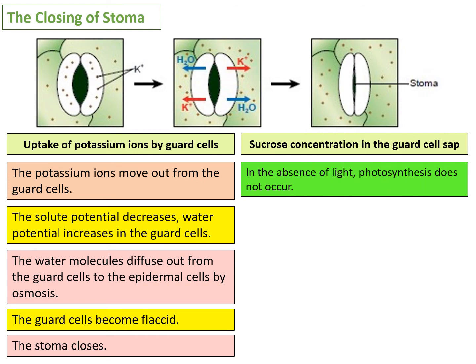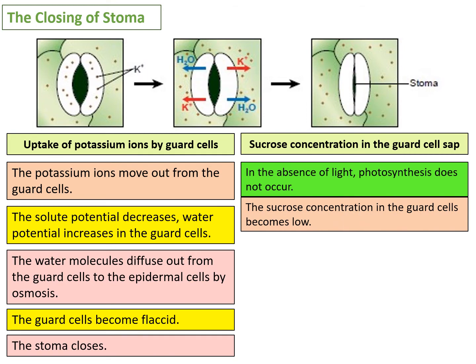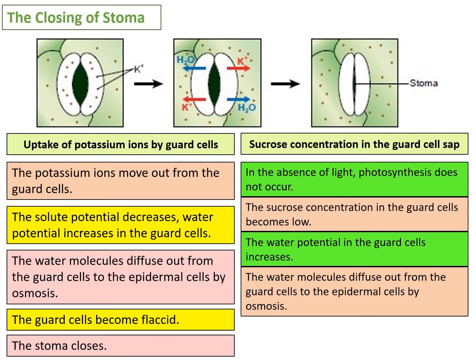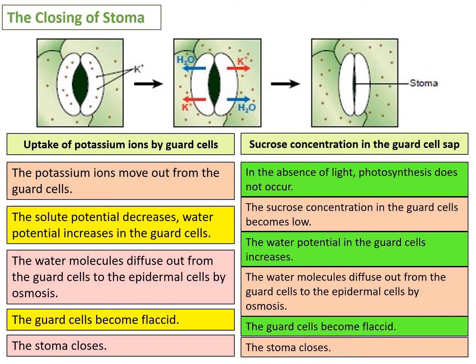In the absence of light, photosynthesis does not occur. The sucrose concentration in the guard cell becomes low. The water potential in the guard cell increases. So this means the water potential in the epidermal cell is lower compared to the water potential in the guard cells. So the water molecules diffuse out from the guard cell to the epidermal cell by osmosis. The guard cell becomes flaccid and the stoma closes.